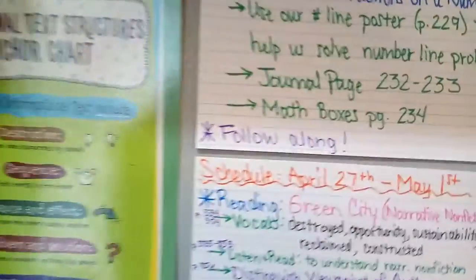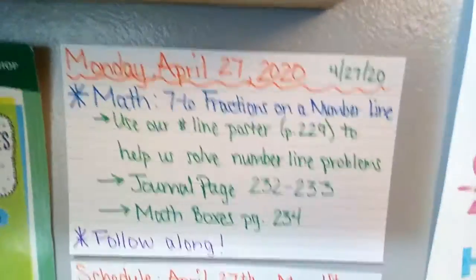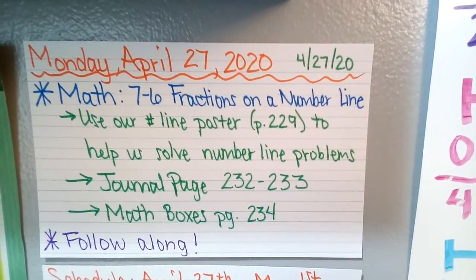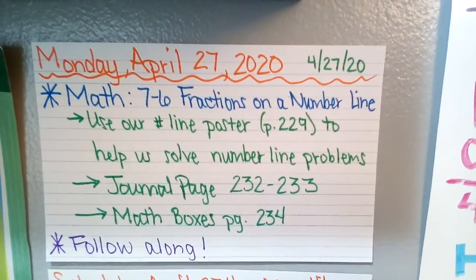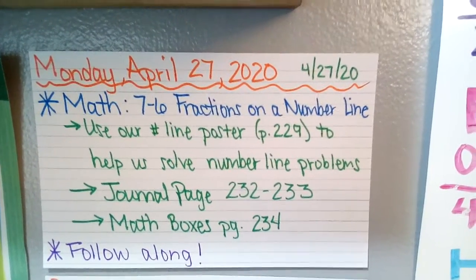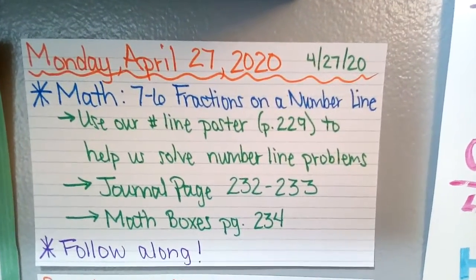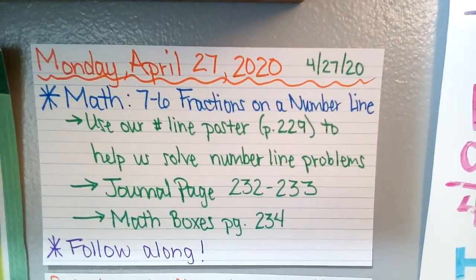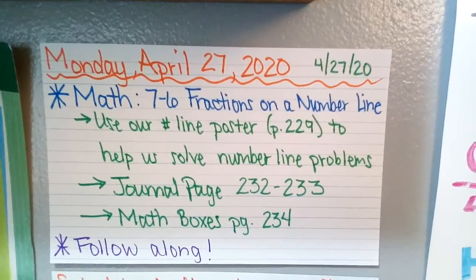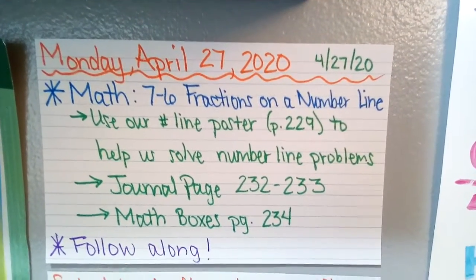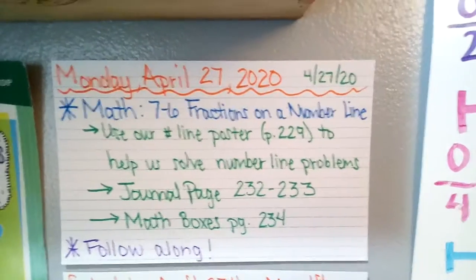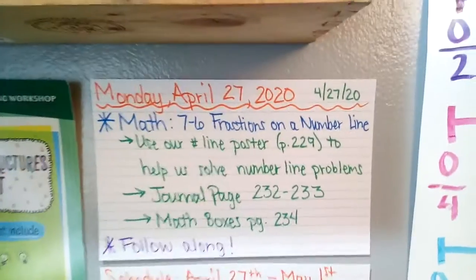So we will start with math. Today's math lesson is lesson 7-6, fractions on a number line. So I want you to take out page 229. I actually ripped mine out so that I can have it side by side with our journal pages 232 and 233. So let's get that out, and I'll give you a second to get that while I get mine, and just follow along as I teach you. So you go grab that stuff, pause it and grab it, and I'll get our video ready.